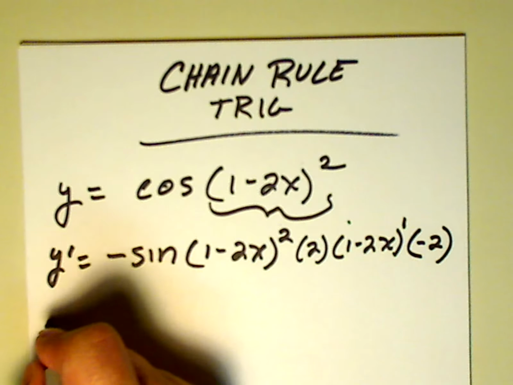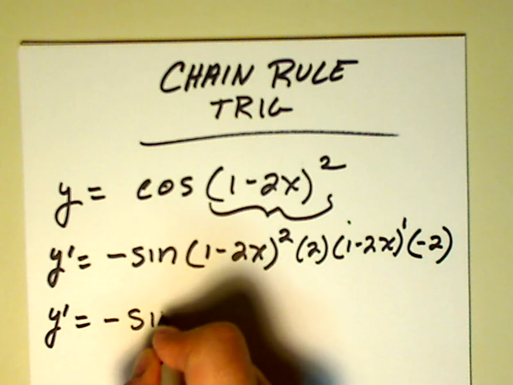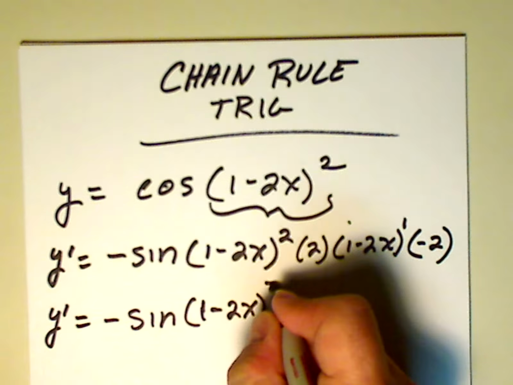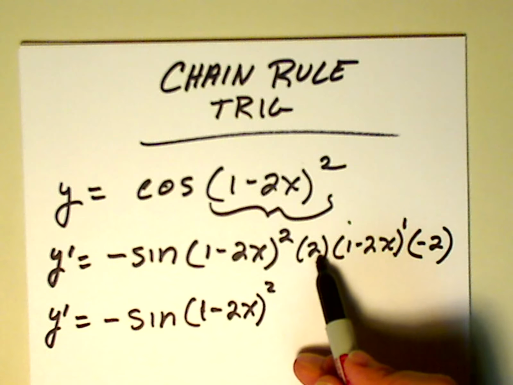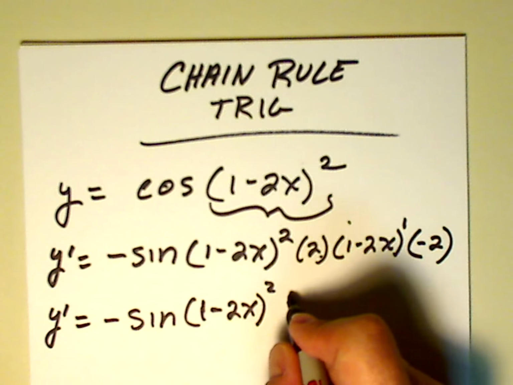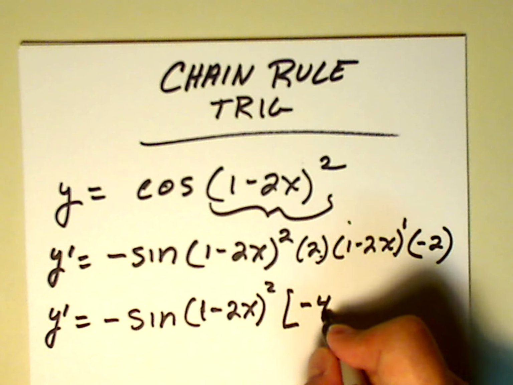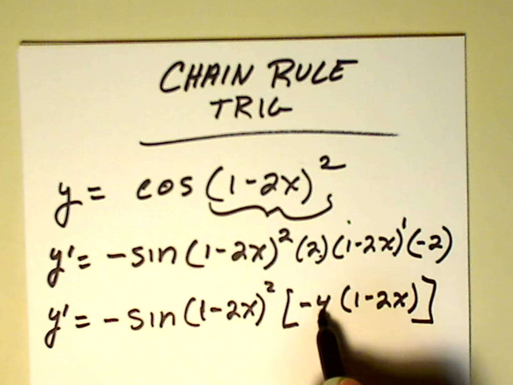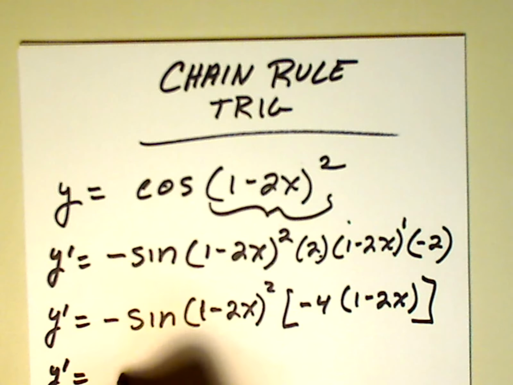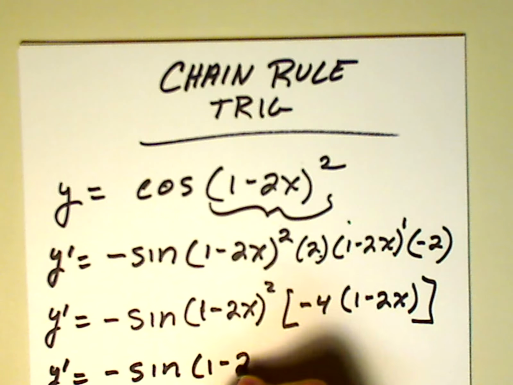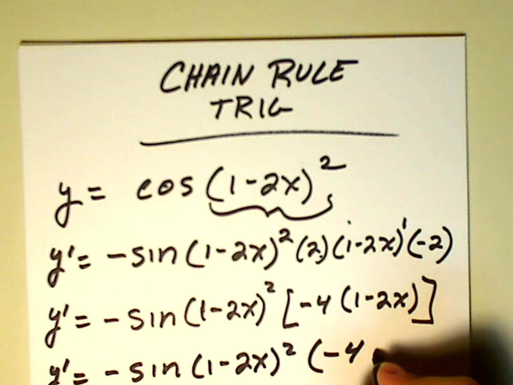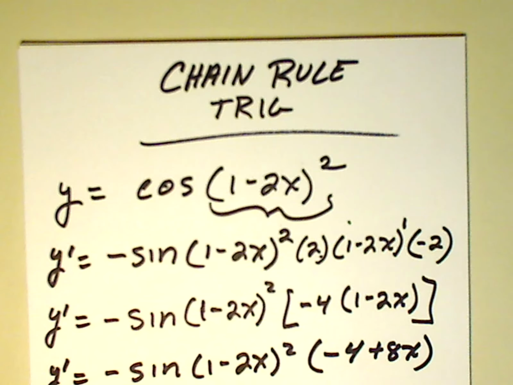So let's see what we've got here. We've got y prime is equal to negative sine 1 minus 2x squared times, let's see, negative 2 times 2 is negative 4. Let's do this: times negative 4 times 1 minus 2x. How's that? Let's distribute the negative 4 here. We have y prime is equal to negative sine times 1 minus 2x squared times negative 4 plus 8x.